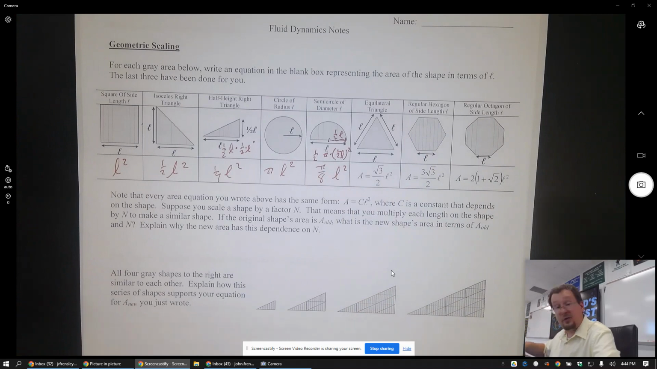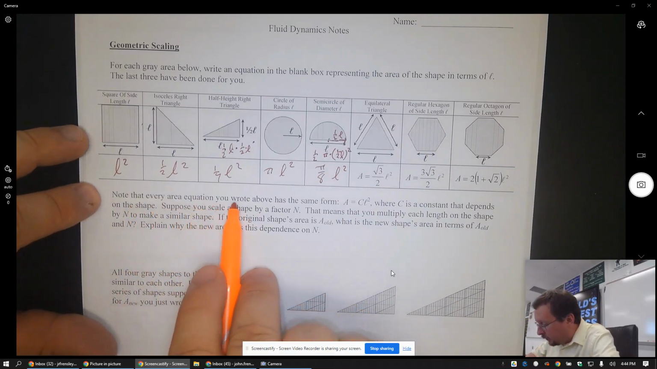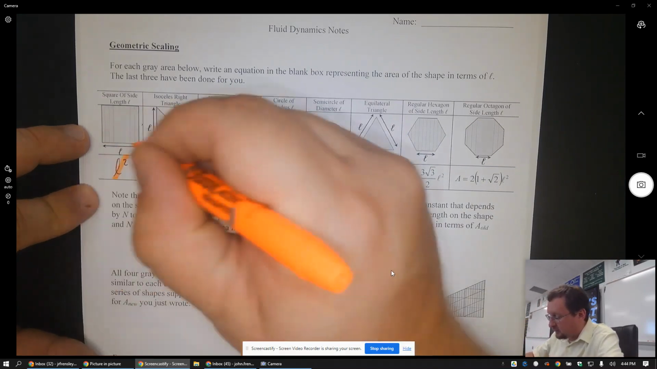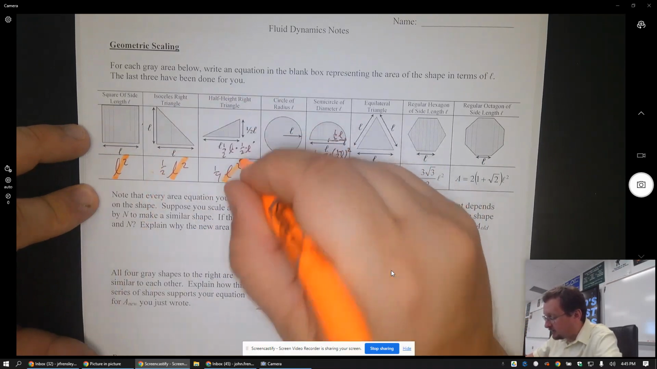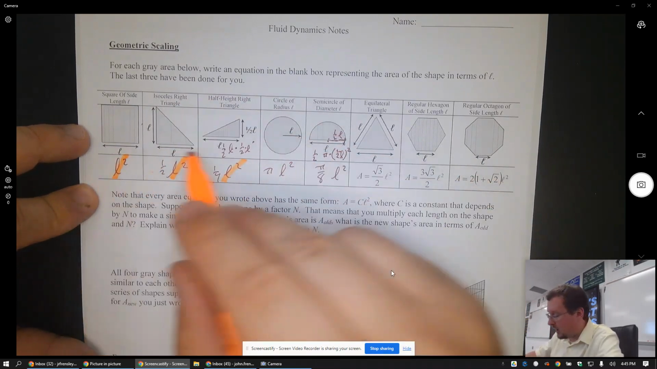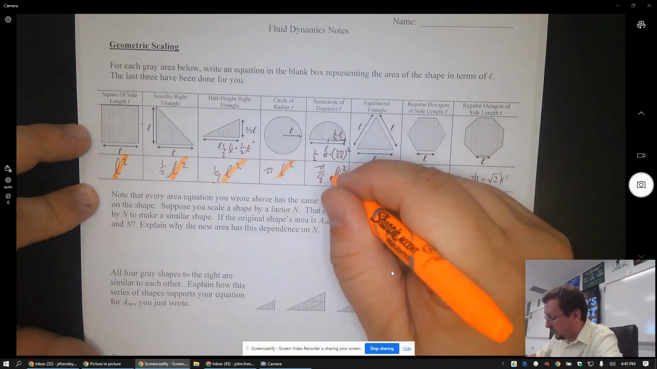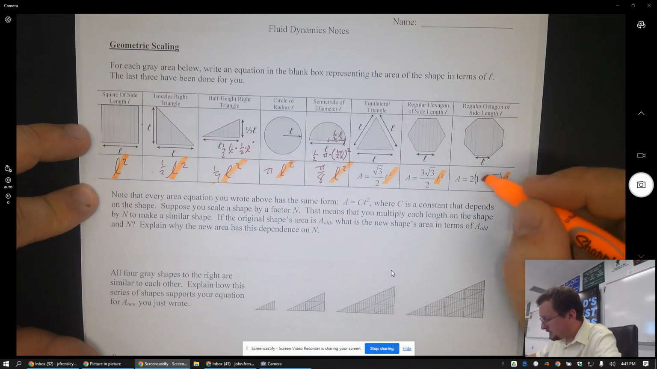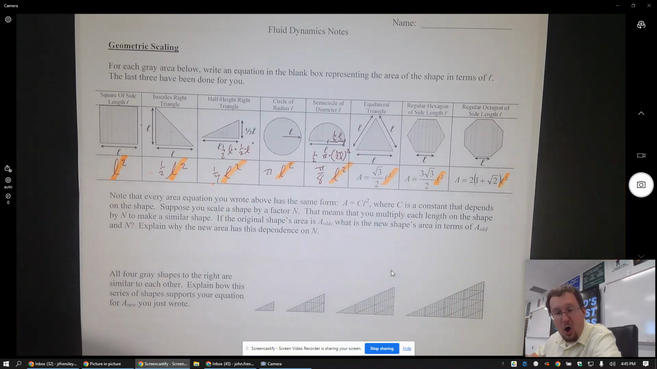Now, what do I want the students to take from this? Note that every area equation has the same form, a constant times L squared. So L squared, the constant is 1/2. L squared, the constant is 1/4. The constant over here was 1. Pi is the constant times L squared. Pi over 8, radical 3 over 2, 3 radical 3 over 2, 2 plus 1 times 1. They're all some number times L squared. That's the key, that every area can be expressed as a constant times one of the lengths squared.